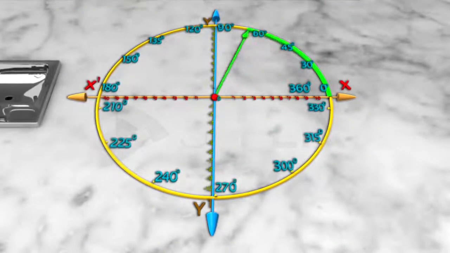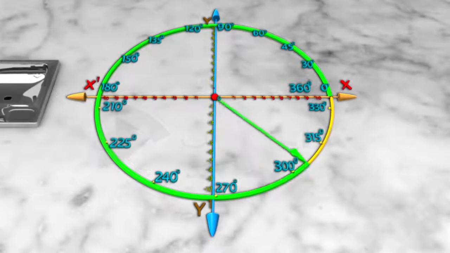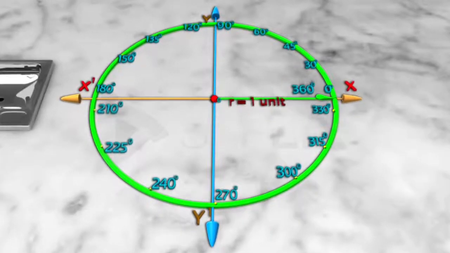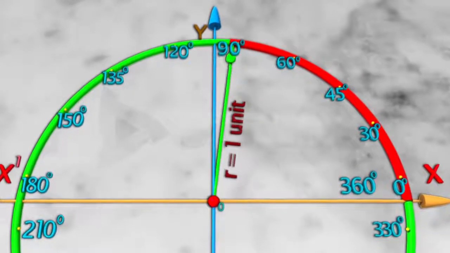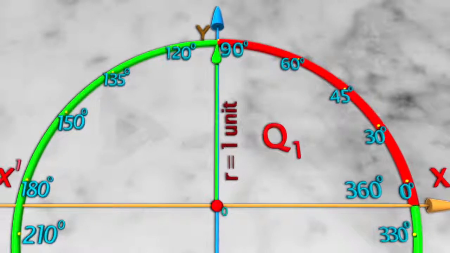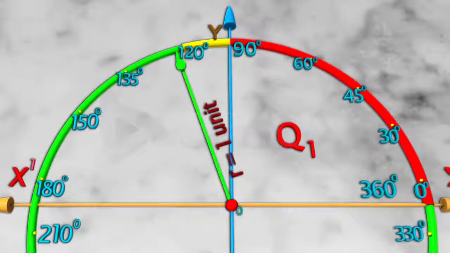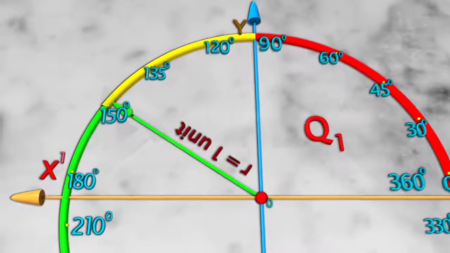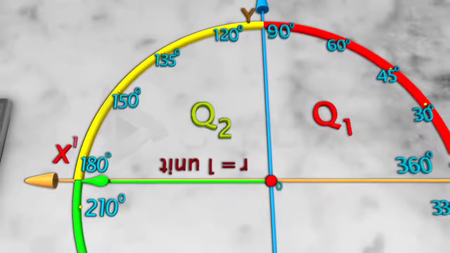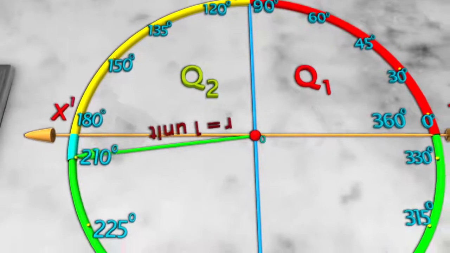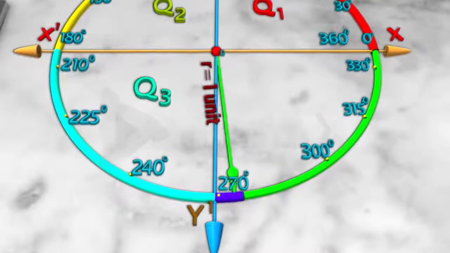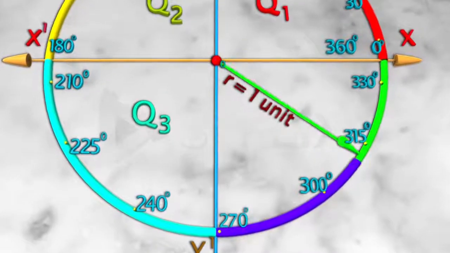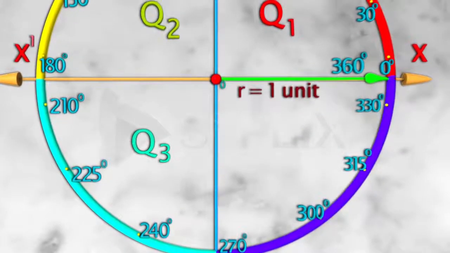Measurements of angles at various positions in a rectangular coordinate plane in one rotation. Let us assume that a unit radius is rotated from the positive x-axis and the angles 30 degrees, 45 degrees, 60 degrees traced by the unit radius are in the first quadrant. Angles of measures 120 degrees, 135 degrees, 150 degrees are in the second quadrant. Angles that measure 210 degrees, 225 degrees, 240 degrees lie in the third quadrant. And angles that measure 300 degrees, 315 degrees, 330 degrees are in the fourth quadrant.